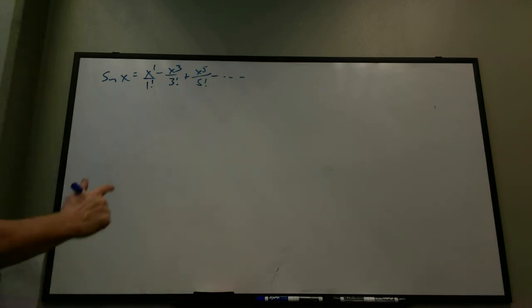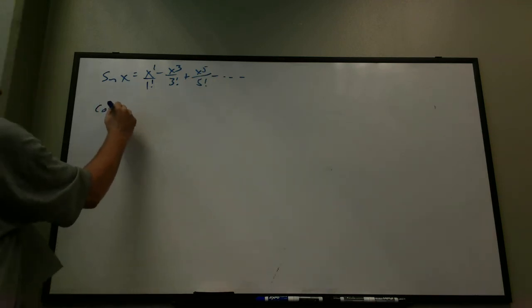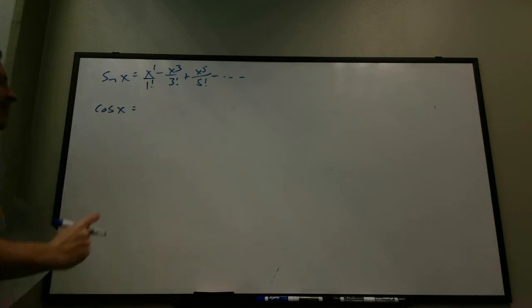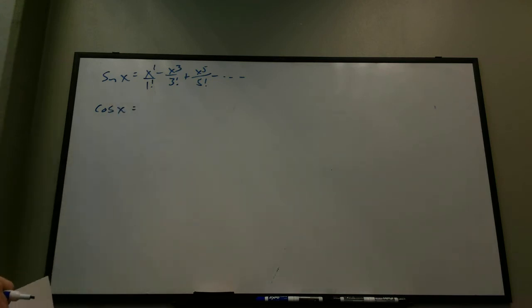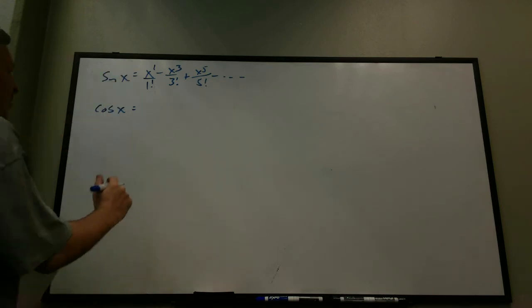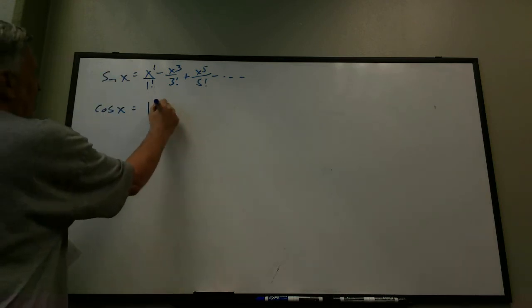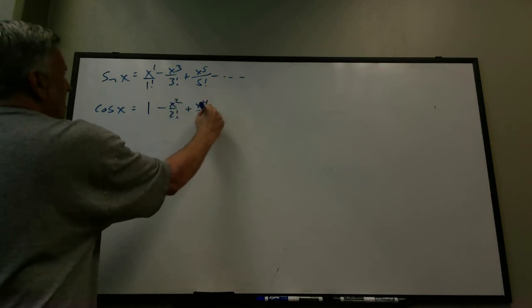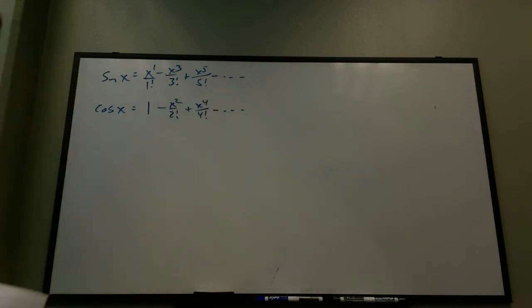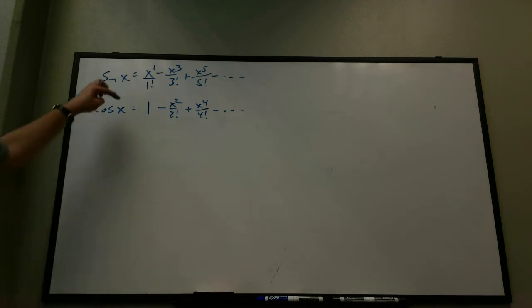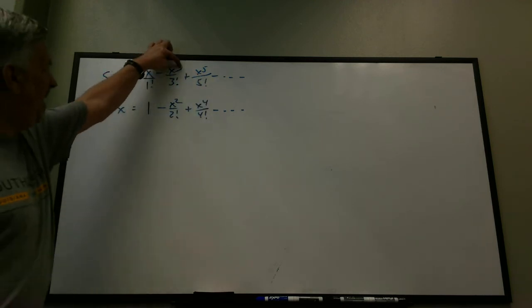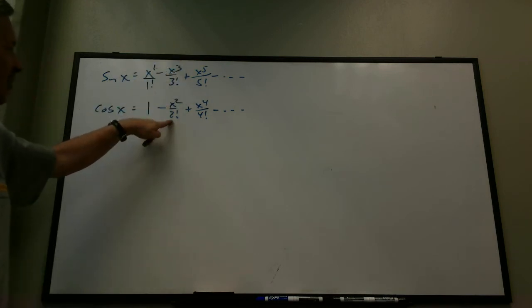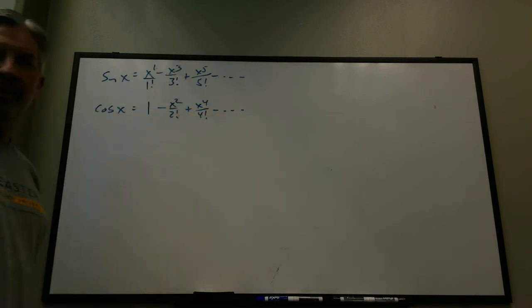There's sine. Now cosine is the same sort of idea. You should know that cosine is an even function. So since cosine is an even function, you're going to have all the even powers. Now be careful. You have to start with 1. So it's the exact same idea. You have all the even powers. The power in the numerator matches the factorial in the denominator. And you alternate plus minus plus minus plus minus.